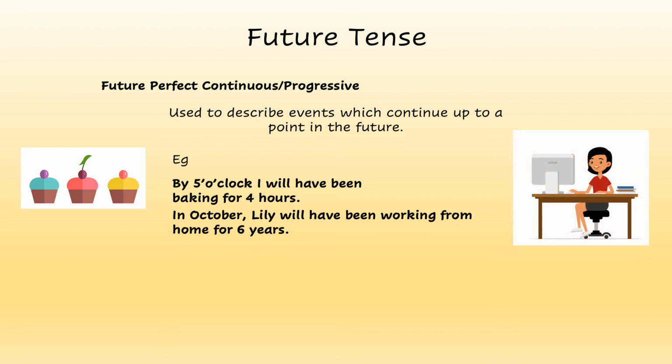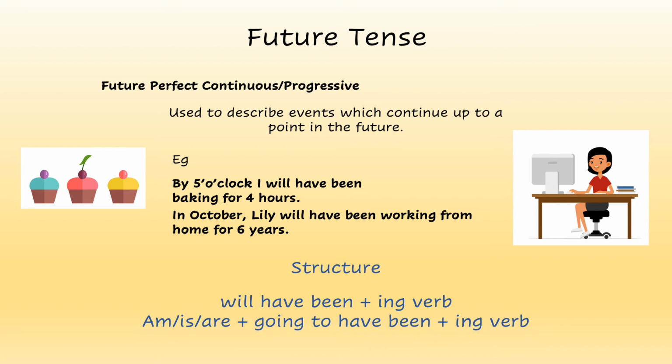When we describe an action in the future perfect continuous, we're projecting ourselves forward in time. We're looking back on an activity. So the event will have happened sometime in the past, present or future and will continue on into the future. And the structure for this will be will have been and the ing verb, or am, is, are plus going to have been and the ing verb.